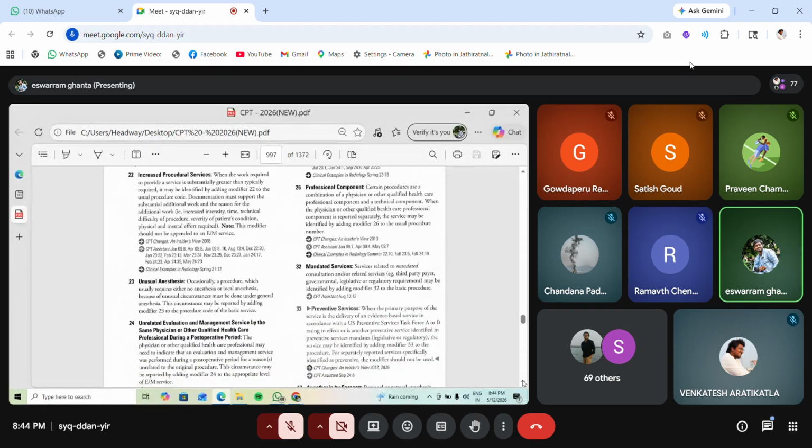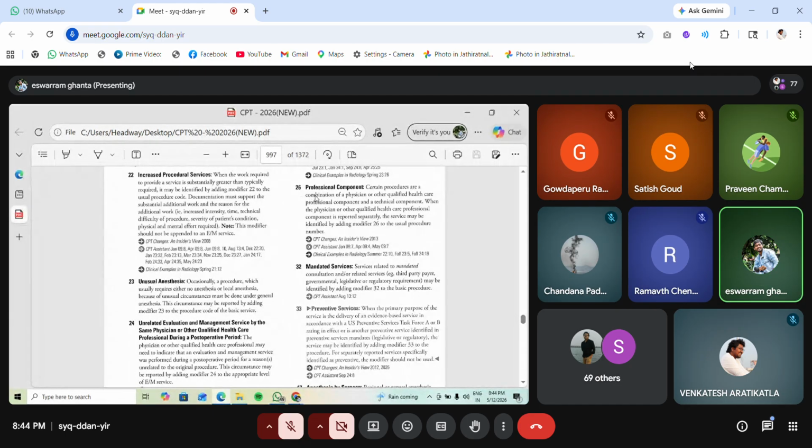And actually increased procedural service I already discussed yesterday. Unusual anesthesia also. Next, professional component. Just coming to the professional component, it is also most commonly seen.